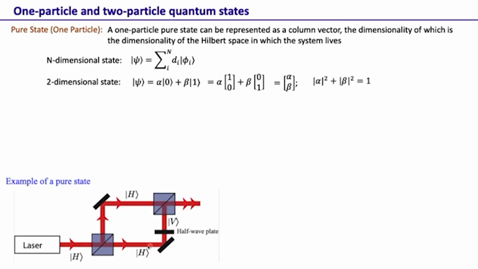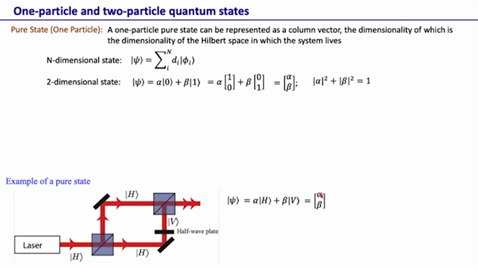Let's put a half-wave plate so that if the photon comes this way and becomes horizontally polarized, then after passing through the half-wave plate, it will become vertically polarized. So the state right after the second beam splitter is essentially alpha H plus beta V, where alpha and beta are the splitting coefficients and depend on the reflection of the mirrors and so on. But the state right after this beam splitter is alpha H plus beta V.